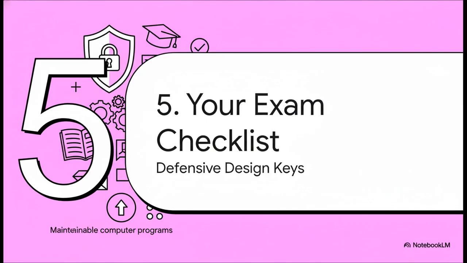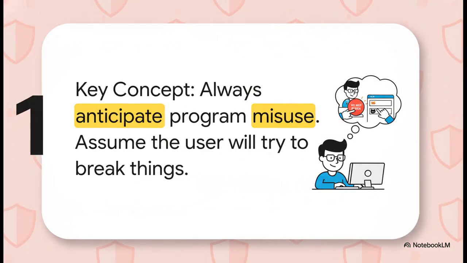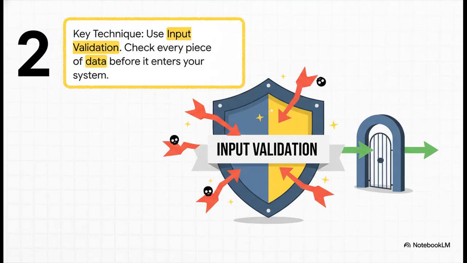All right, let's wrap this all up. Time for a rapid-fire exam checklist. These are the absolute key things you need to remember about defensive design. First up, the mindset. This is the foundation of everything. You have to assume that your users will find the most creative ways imaginable to try and break your program. Always plan for that. Next, your weapon of choice, input validation. This is non-negotiable. It's your first line of defense. Never, ever trust user input. Always check it before you use it.